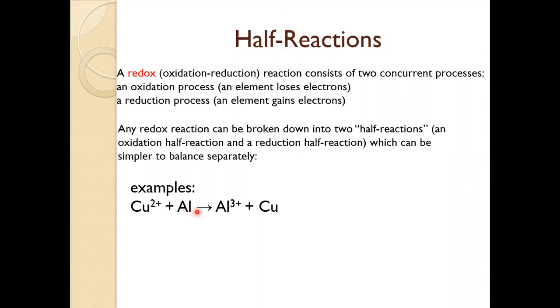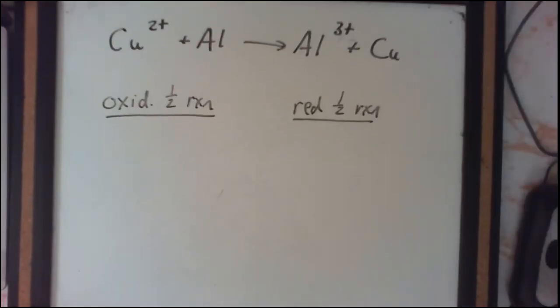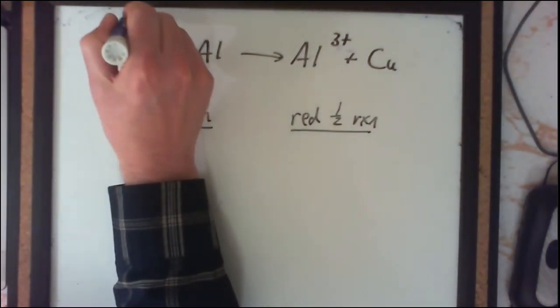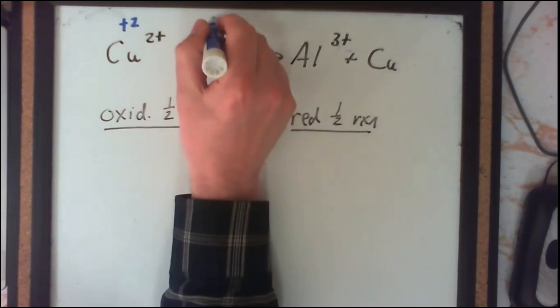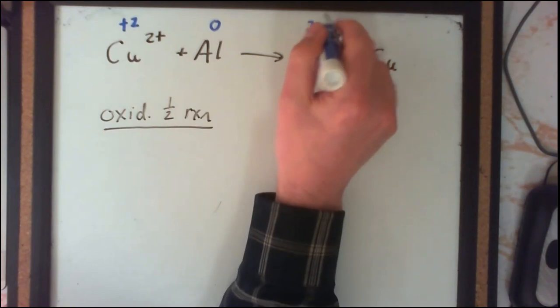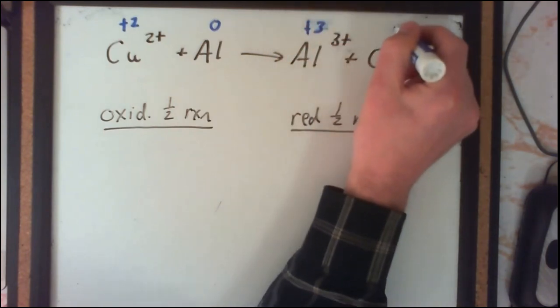The first is copper 2+ ions plus aluminum produces aluminum 3+ plus copper. This is the unbalanced redox reaction. To properly divide this overall redox reaction into its oxidation half reaction and reduction half reaction, we need to first determine what the oxidation numbers of everything in the reaction are. Copper 2+ is, of course, +2. Aluminum, being an element, is 0. Aluminum 3+, the monatomic ion, is +3. And, of course, copper is an element, 0.